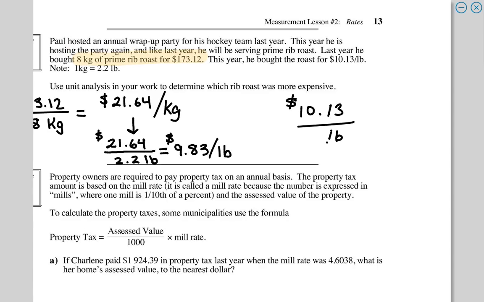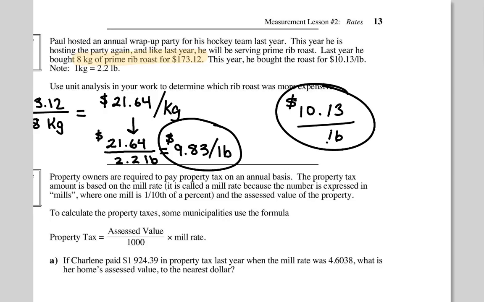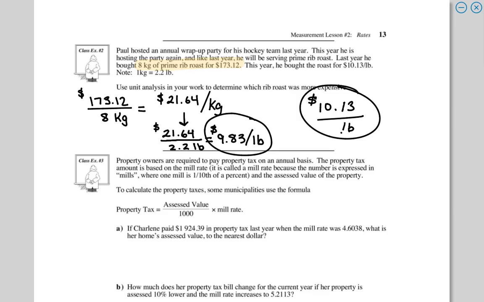Okay, any questions about this? I got 9.83 per pound and I got 10.13 per pound. Which one's the better buy? The old one.